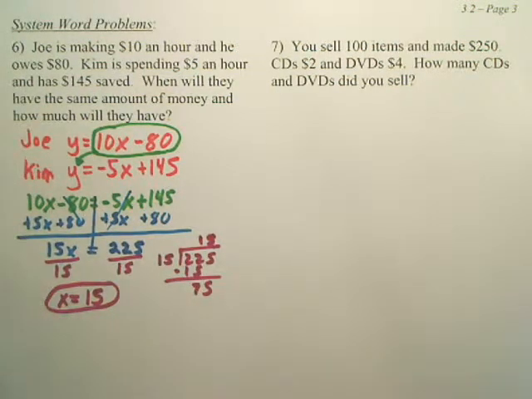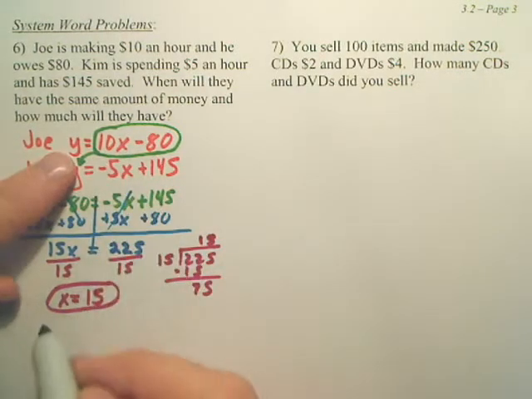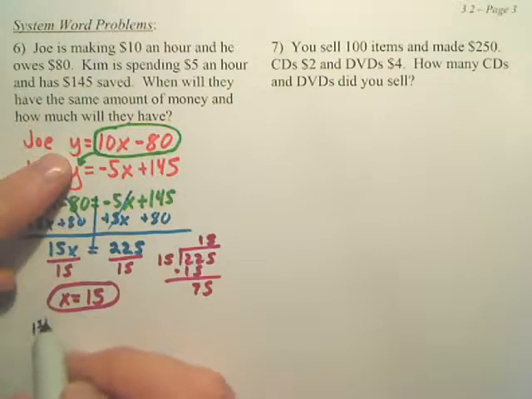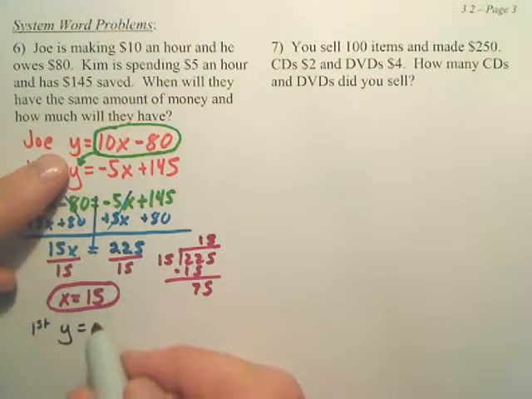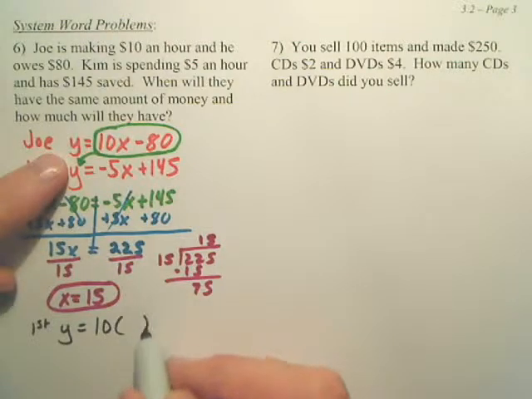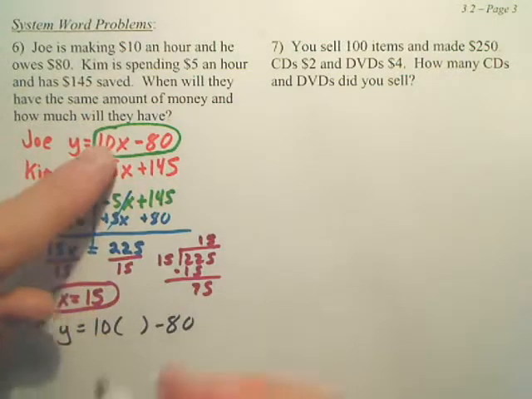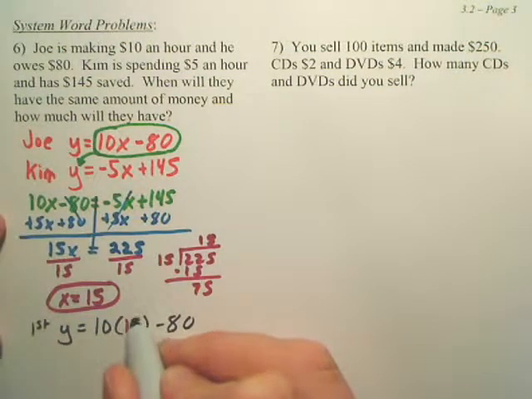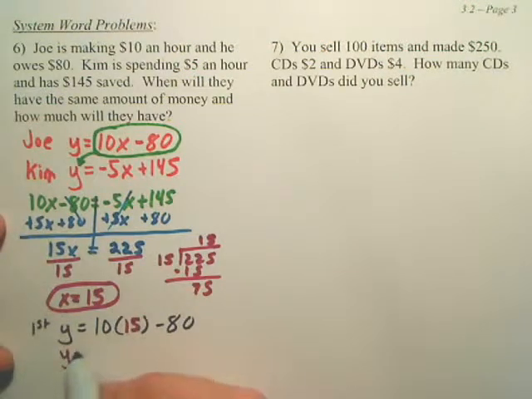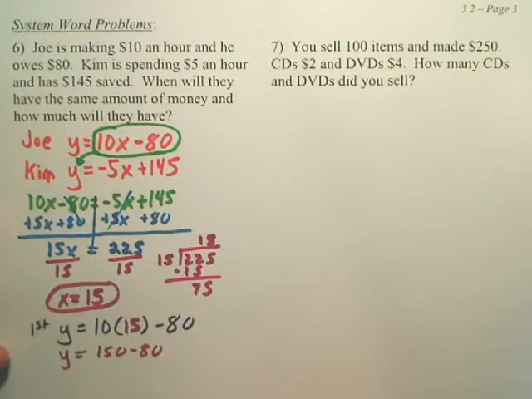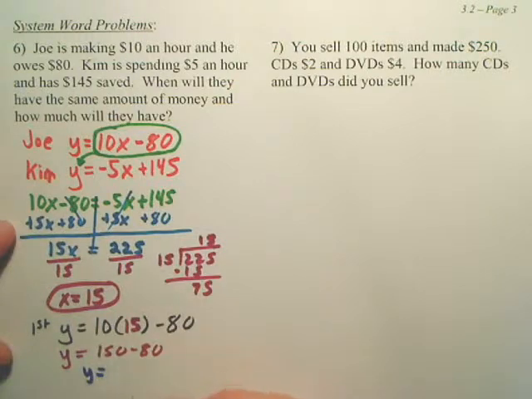How much money is it? Does it matter which of the two equations I plug into? No. I'm going to do the top one. I'm going to do the first equation, and I'm just going to take that 15 and plug it in for x. So when I take the 15 and plug it into Joe, I get y equals 150 minus 80. So it looks like my answer, y equals 70.